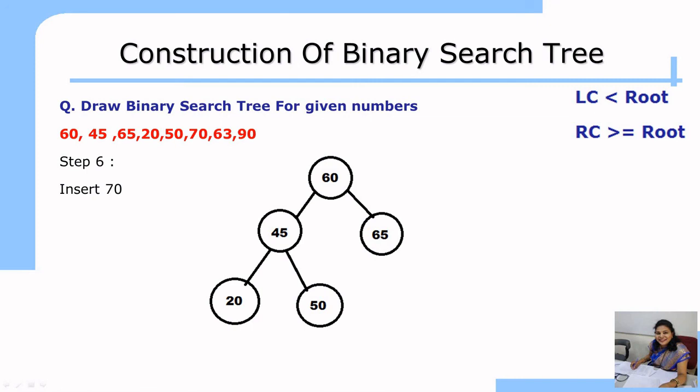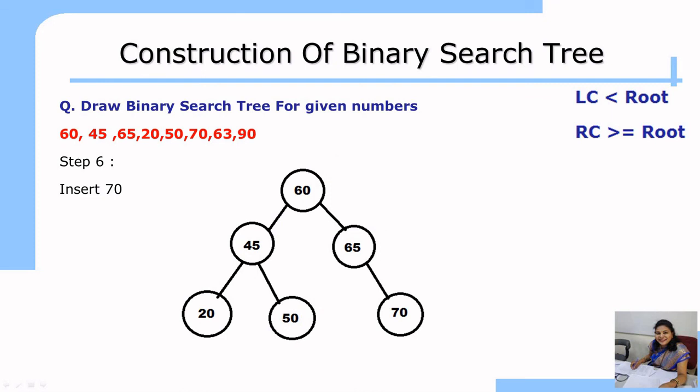In the next step, step 6, we are going to insert the number 70. Again start comparing with the root node. Is 70 greater or smaller than 60? It is greater than 60. So go to the right side. Again there is a node. Again compare 70 with 65. So 70 is greater than 65. So 70 will be the right child of 65, since the right child is greater than or equal to root.